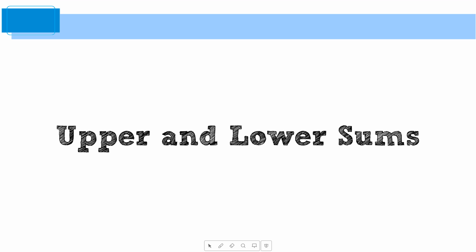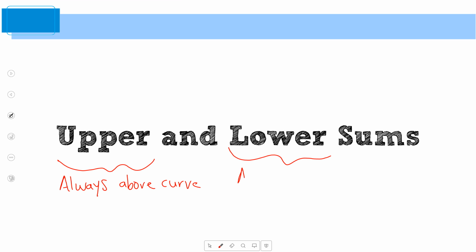The last two types are upper and lower sums. What that means is, let's back up. When you do a left-hand rectangle, you're always going up the left-hand side of the rectangle. When you do a right-hand rectangle, you're always going up the right-hand side. These two are different. Upper sums means you're always above the curve. Might be left hand, might be right hand. You draw whichever rectangle you need to make the rectangle go above the curve. Lower sum, always below the curve.